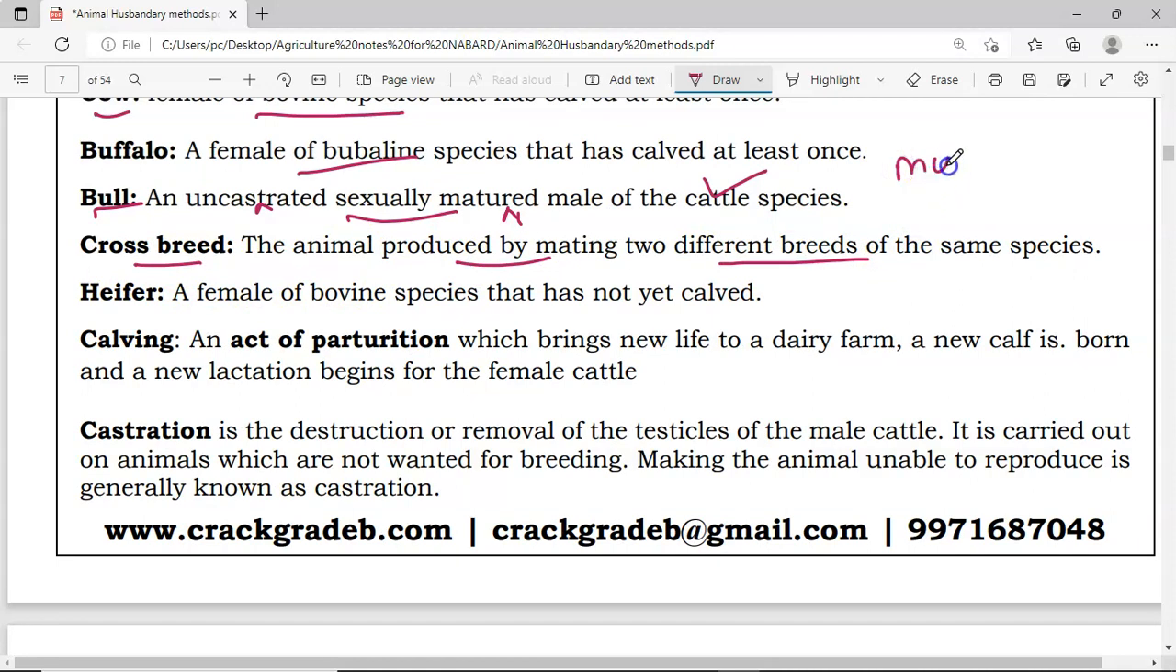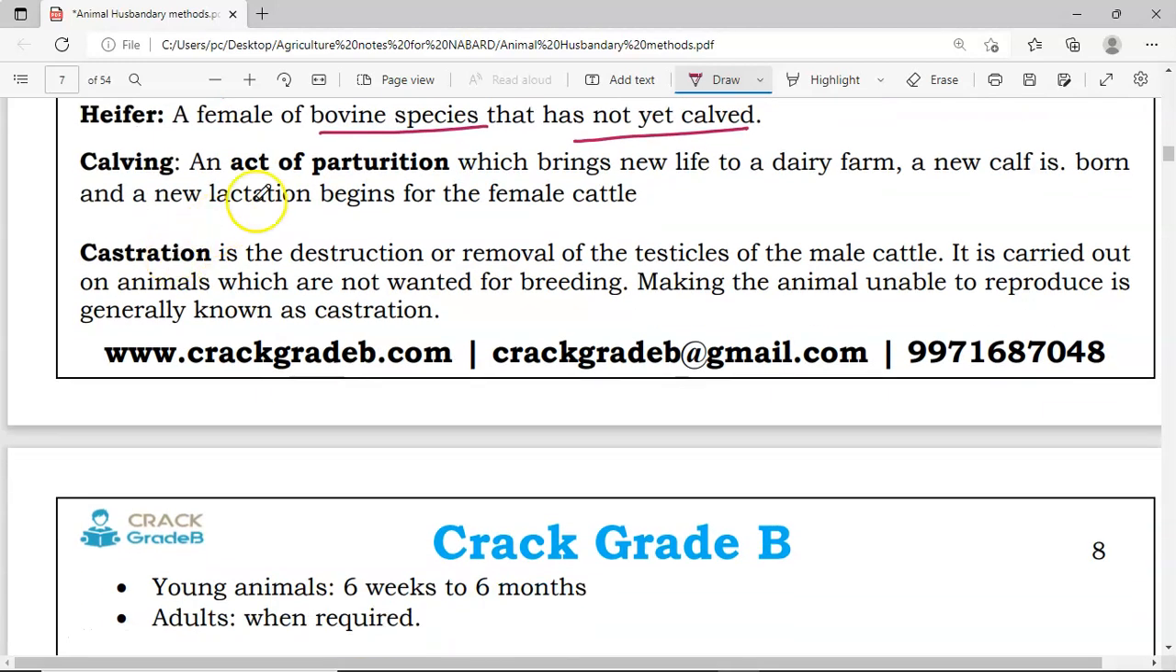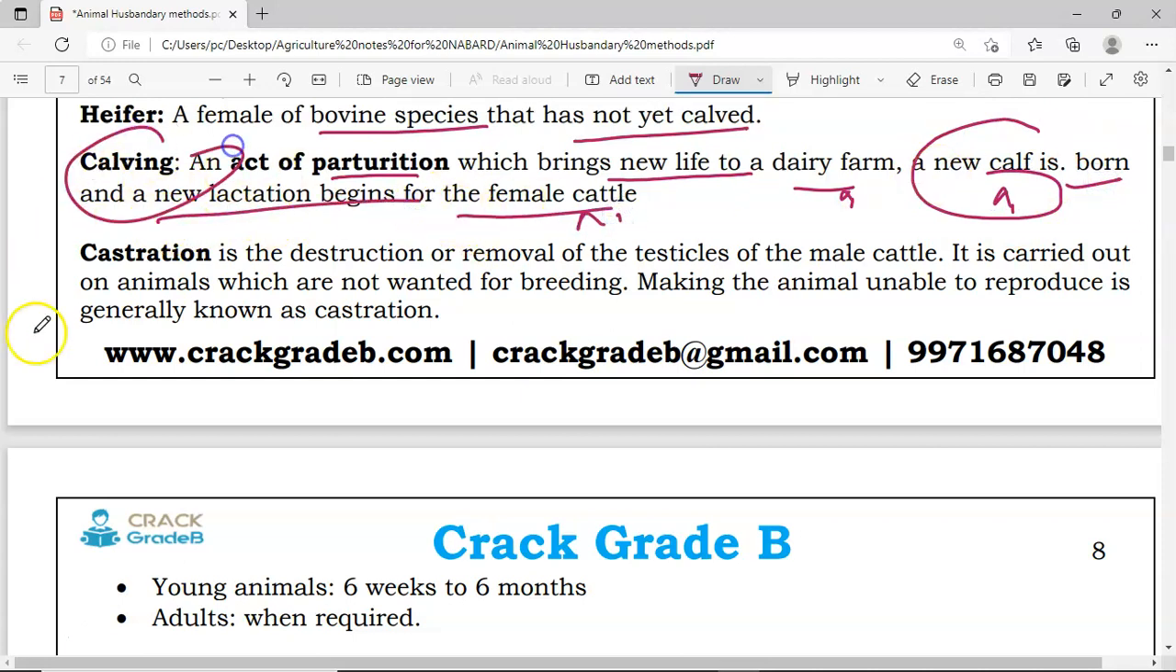Crossbreed, the animal produced by mating two different breeds of the same species. For example, Murrah and the other breed, say Haryani. So crossbreeding of these two buffaloes is known as a crossbreed. Heifer, a female of bovine species that has not yet calved. Calving, an act of parturition which brings new life to the dairy farm. How? A new calf is born and a new lactation begins for the female. This is known as calving.